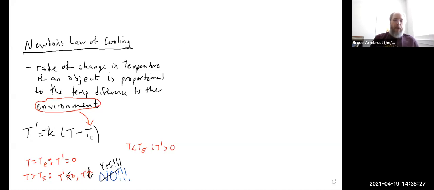So what you'll usually see though is they'll distribute that minus sign through. So you get T prime equals K times (TE minus T). It's still the difference. It's just we're taking the temperature of our object and removing it from the environment's temperature.